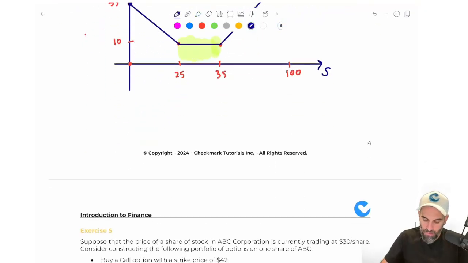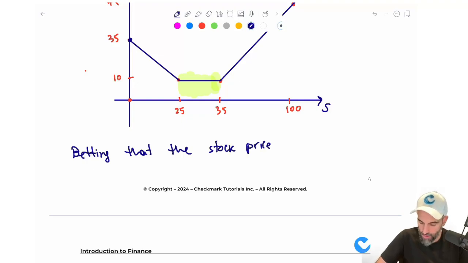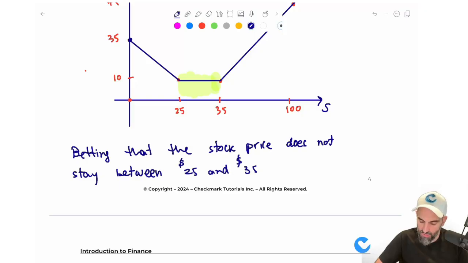So they are betting that the stock price does not stay between 25 and 35. Because if the price goes up, they make more money. If the price goes down, they make more money. It's only if it stays in that range that they're benefiting the least.